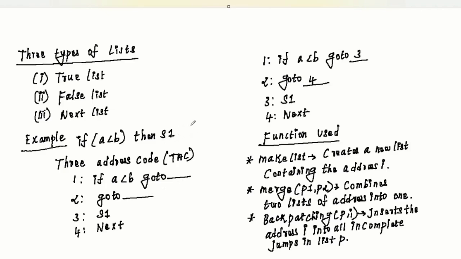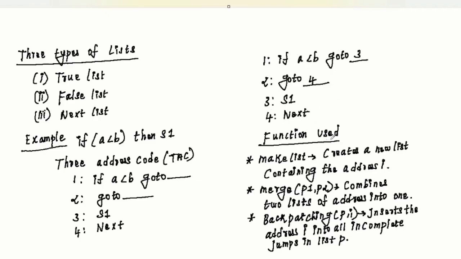Let us assume statement 1 occupies lines 3 and 4. Now we know that when the condition is true, control should go to line 3, that is, statement 1 is executed. So line 1 is backpatched to line number 3. If the condition fails, line number 2 is backpatched to line number 4. The next statement is executed. This is called backpatching.